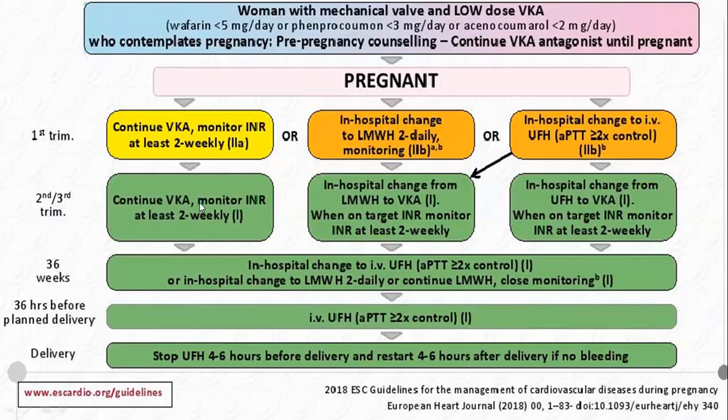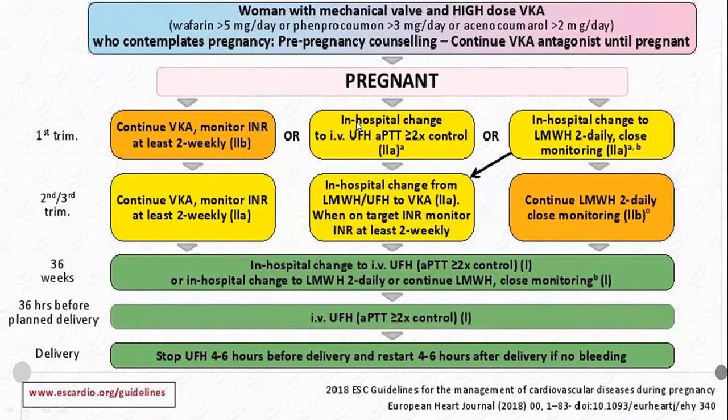We need to continue warfarin throughout pregnancy with monitoring of INR until 36 weeks of pregnancy, and then switch to unfractionated heparin and stop it 4 to 6 hours before delivery and restart it 4 to 6 hours after delivery. If they require a high dose, we need to switch them to unfractionated heparin or low molecular weight heparin twice daily, but we need to monitor APTT, and for patients on low molecular weight heparin, we need to monitor anti-factor 10. If you can't monitor anti-factor 10, we had better avoid low molecular weight heparin and go with unfractionated heparin and APTT.